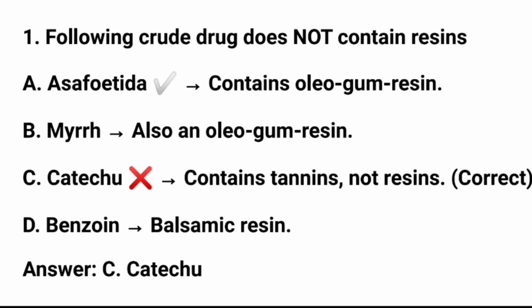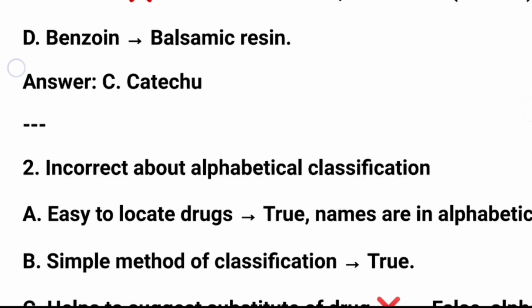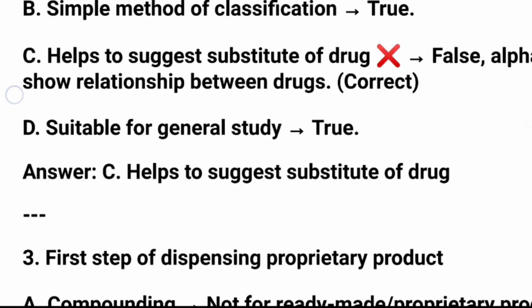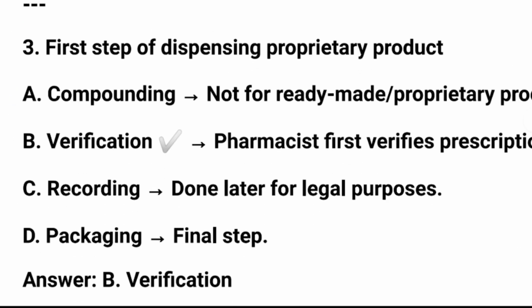Which of the following crude drugs does not contain resin? Asafoetida contains oleo-gum resin. Incorrect about alphabetical classification: it helps to suggest a substitute of a drug. The first step of dispensing a proprietary product is verification.